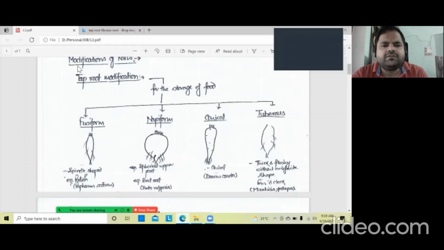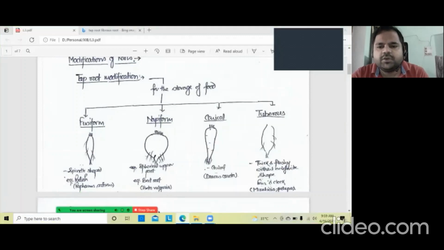Now the third kind of modification of the taproot is the conical. We can see a cone-like structure here. When the root modifies into a cone-like structure, this kind of modification is the conical taproot modification, and the example is carrot. Now we can see the fourth kind of modification, the tuberous root. We can see here that this is not an organized structure.